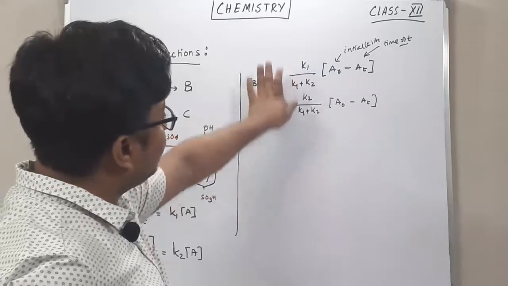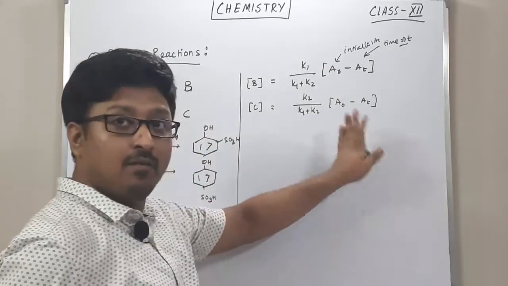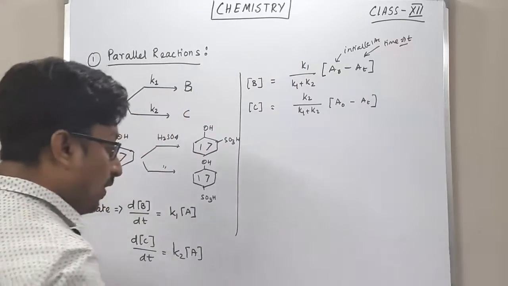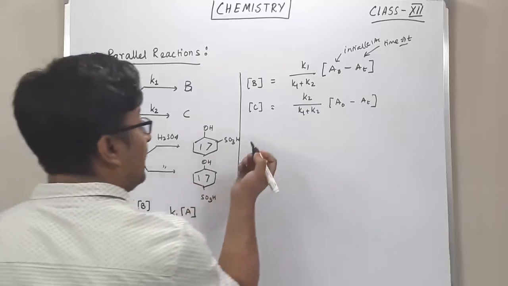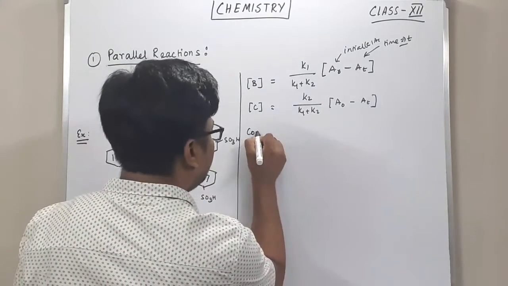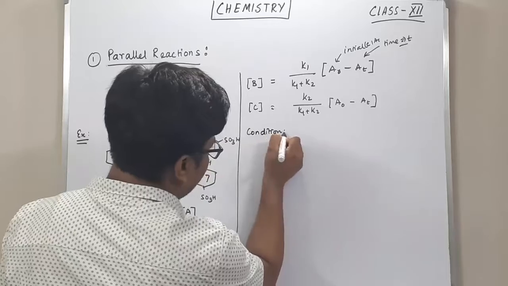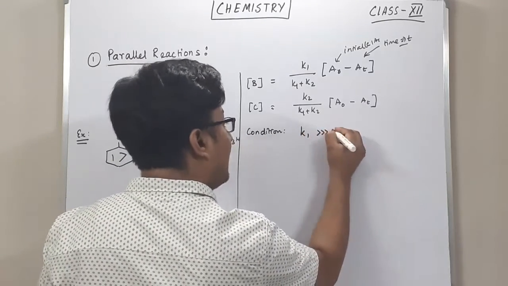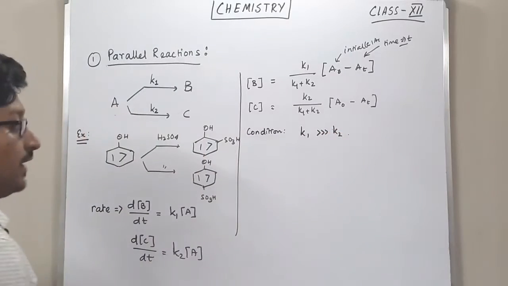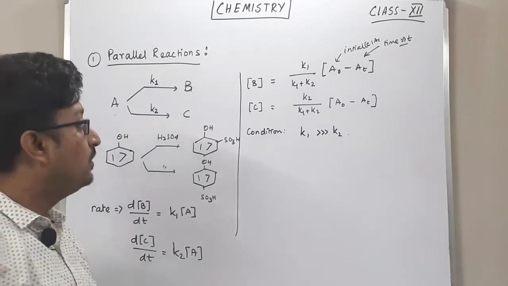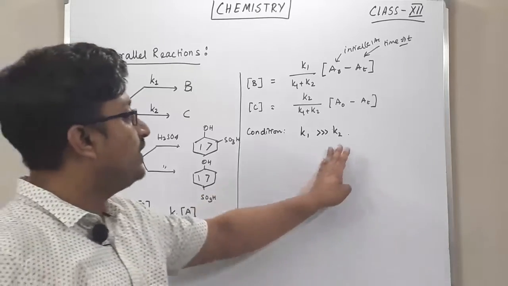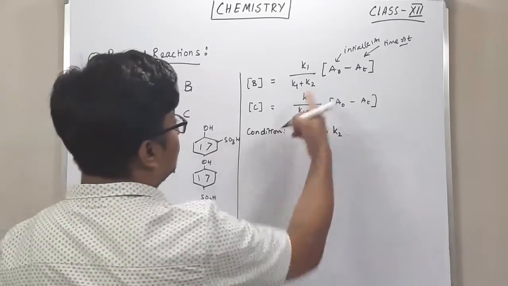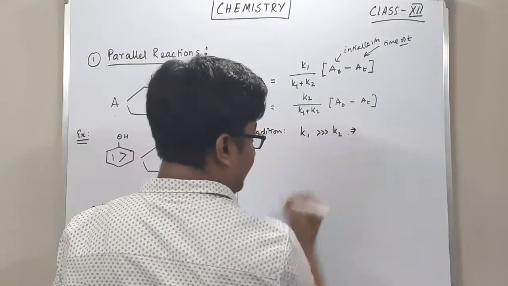In both cases the expression is almost the same, but what differs is this part. Now, let's put a condition here. I am assuming K1 is much higher than K2. If K1 is higher than K2, then we can neglect K2 for the time being.